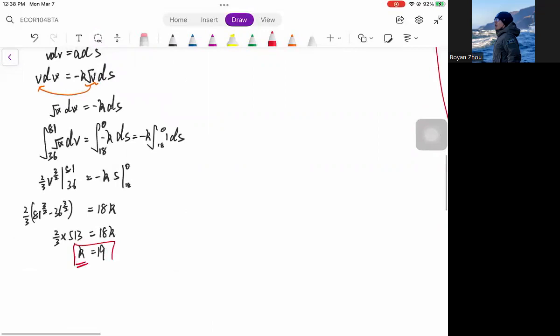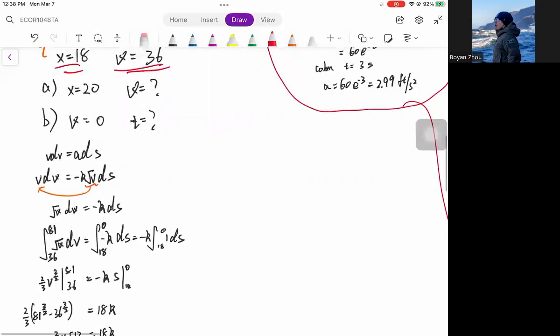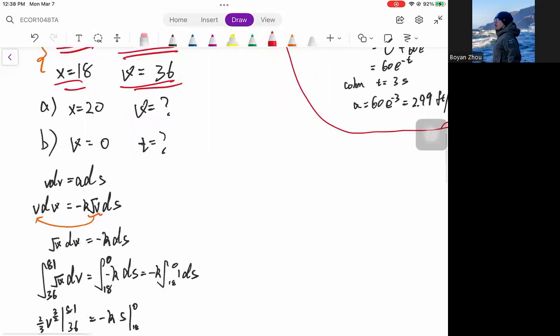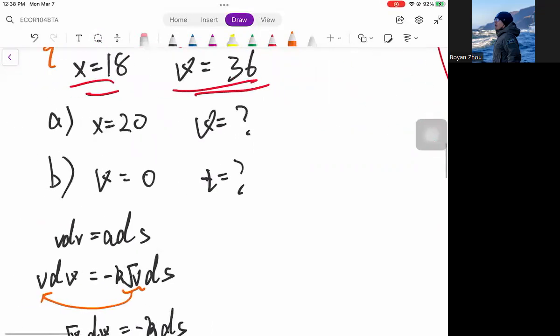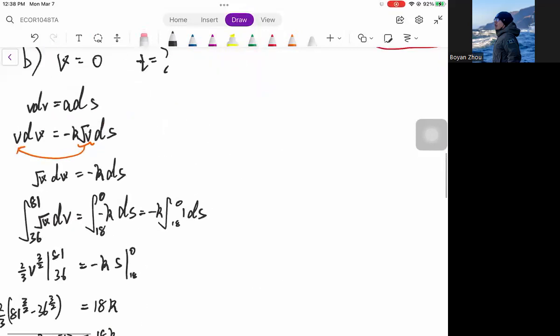So now we solve for k, and the next one we're going to work on is question A and question B. For question A, we know the displacement and we are looking for the velocity. So basically we're going to use the same thing.